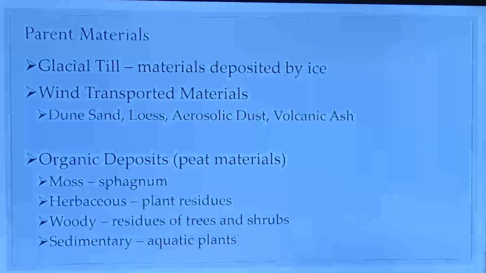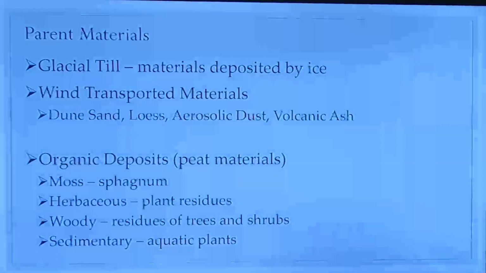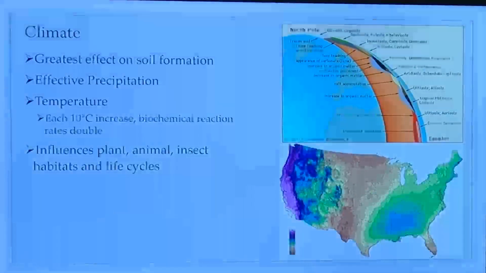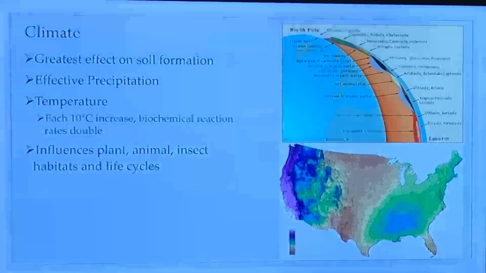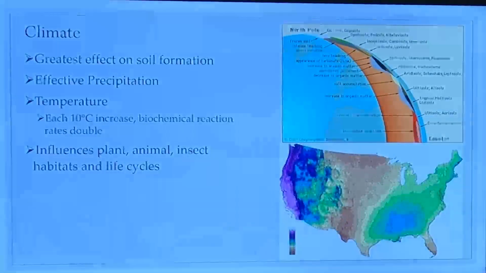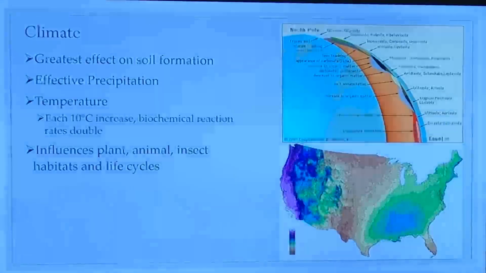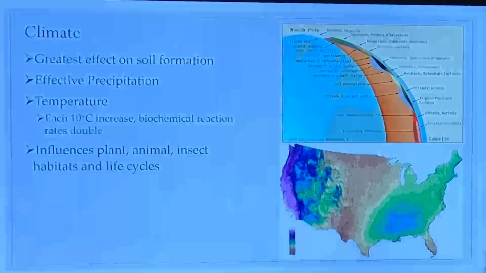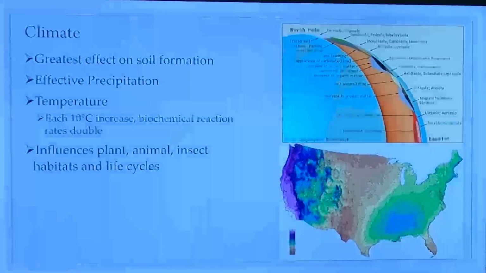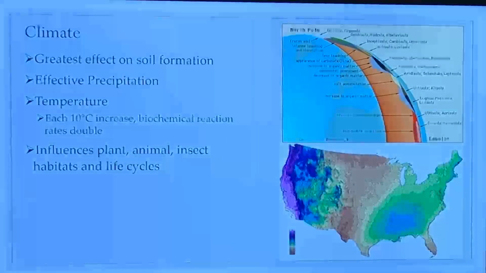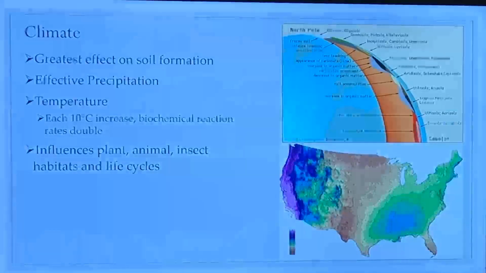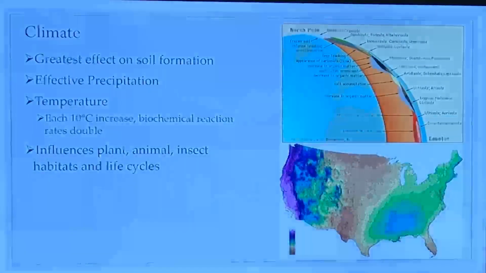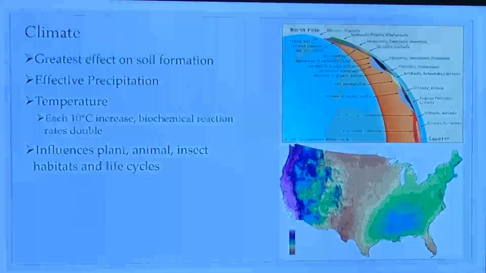Next, we're into climate. This one's going to impact the soil the most. And so for every 10 degrees Celsius increase, the biochemical reaction is going to double. But we also need water in order for that to happen, right? Water is the great solvent. So it can be hot as all get out, like in Arizona.